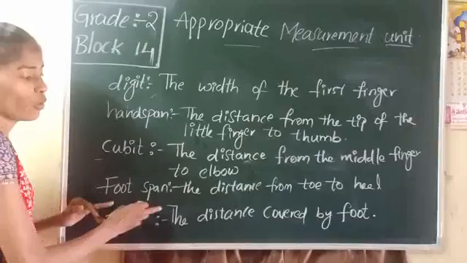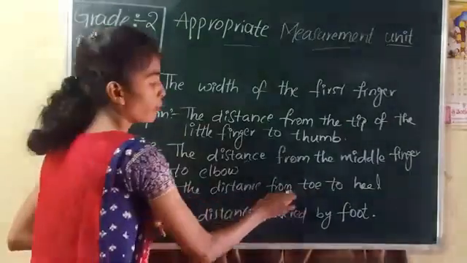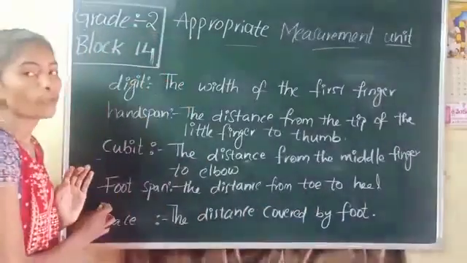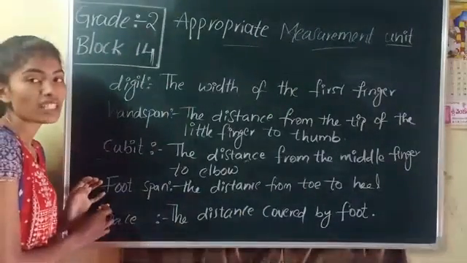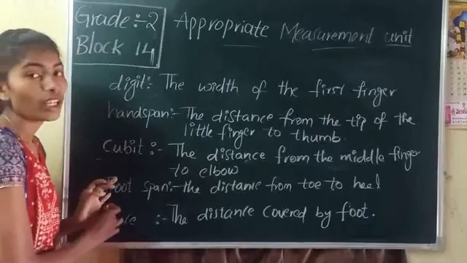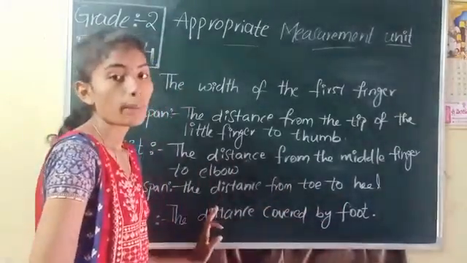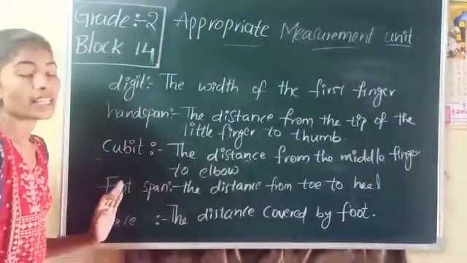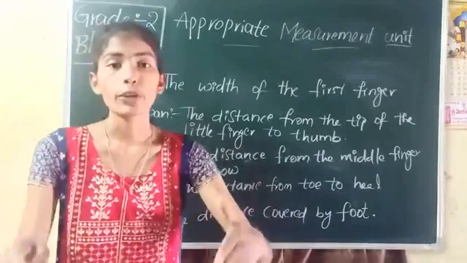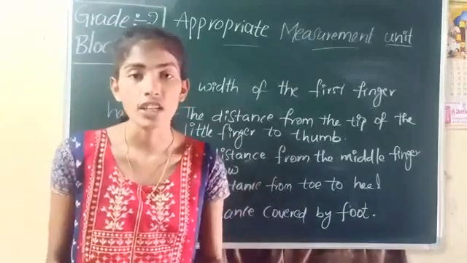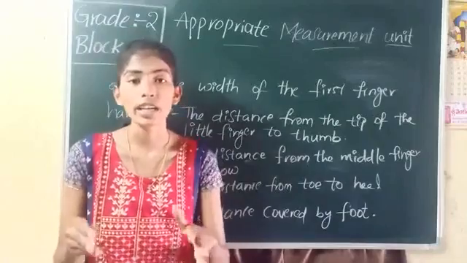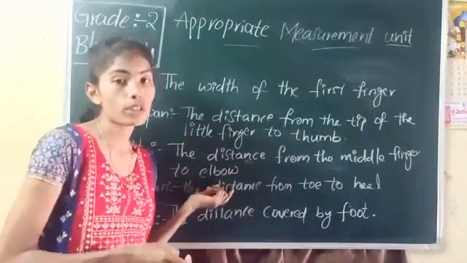Next, foot span. What is foot span? The distance from the toe to the heel is called foot span. What is foot span, children? The distance from the toe to the heel is called foot span. So what can you measure by using this? Yes, you can measure the length of the room by using your foot span, children.